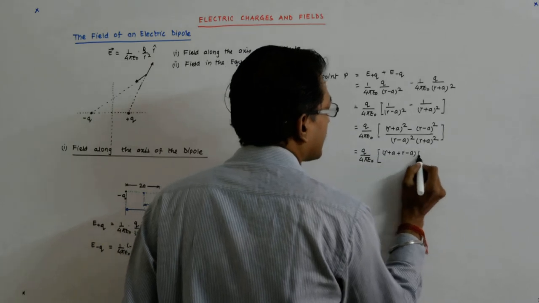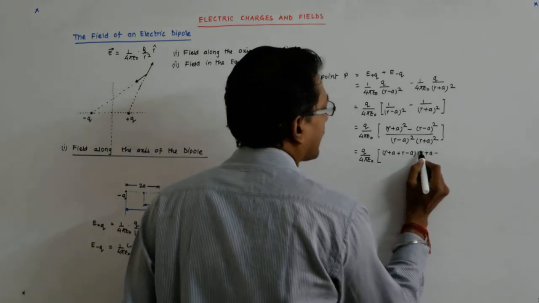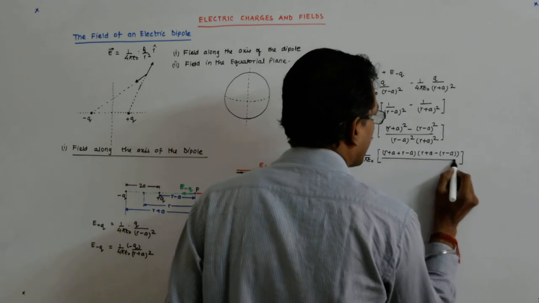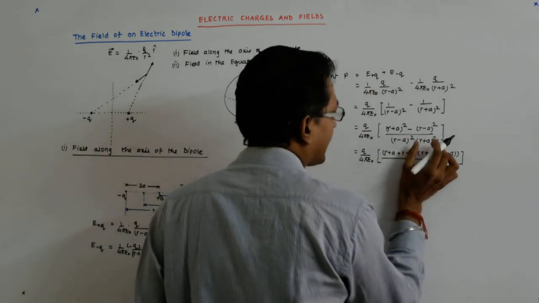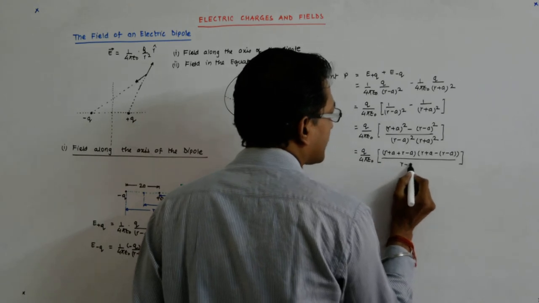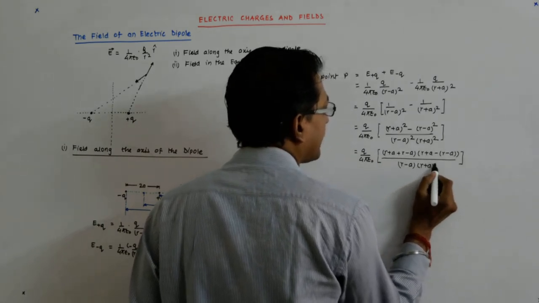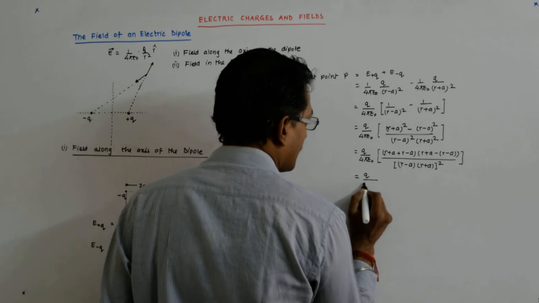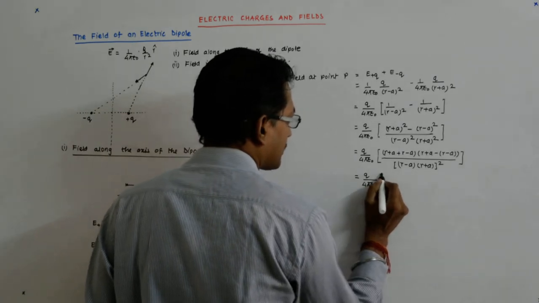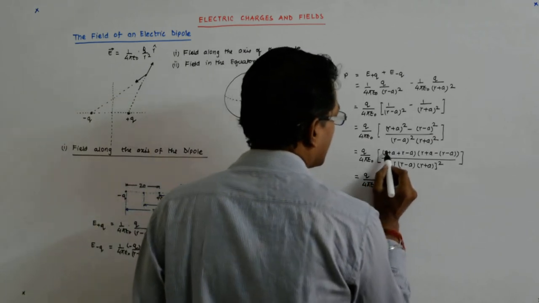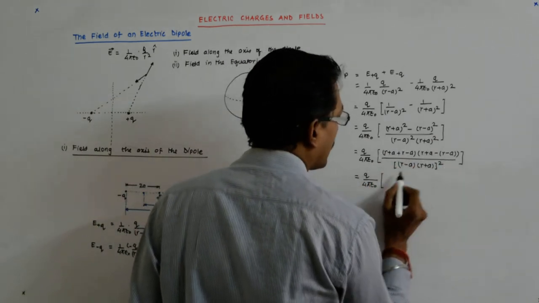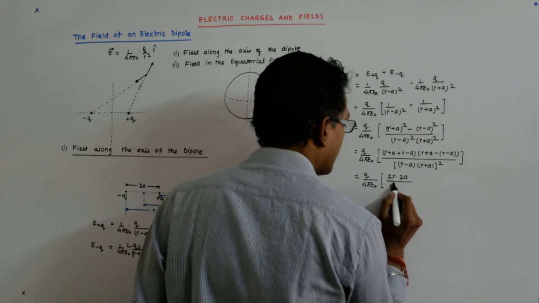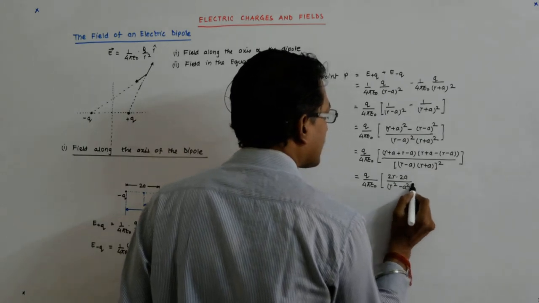A plus B into A minus B, right? This is A square into B square is A into B whole square. So A into B is what? R minus A into R plus A whole square. So it is Q upon 4 pi epsilon naught. This is 2R and this is 2A. 2R into 2A divided by R square minus A square whole square.